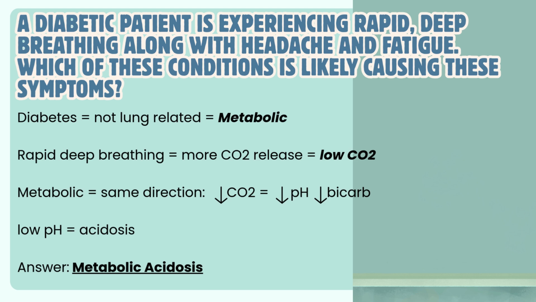Since we know that metabolic follows the same arrow pattern, acid and base move in the same direction, low carbon dioxide will be followed by low pH and low bicarbonate. How do I determine if it's acidosis or alkalosis? I check either the pH or the bicarbonate, hydrogen carbonate, levels. Here, we have low pH, which indicates acidosis. So, we've already determined that this is metabolic acidosis based on the first and second steps. Even if the answer choice isn't explicitly listed, we can confidently conclude the answer is metabolic acidosis.